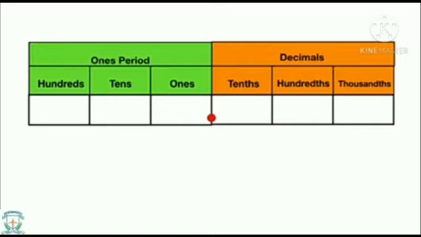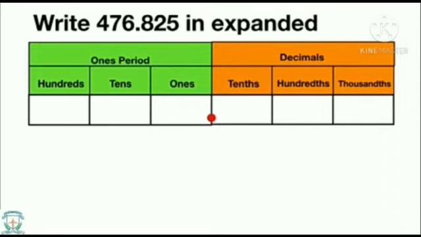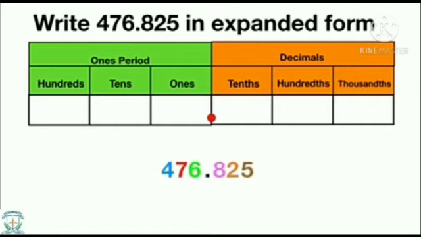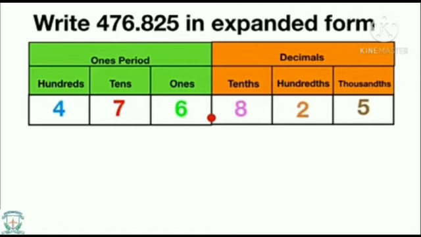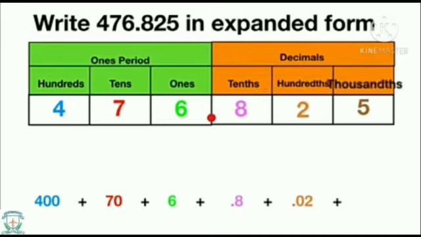Decimal form. Write 476.825 in expanded form. First, take the number and put it on the place value chart. Then add together the value of each digit, that is 4 hundreds is 400 plus 7 tens is 70 plus 6 ones is 6 plus 8 tenths is 0.8 plus 2 hundredths is 0.02 plus 5 thousandths is 0.005.